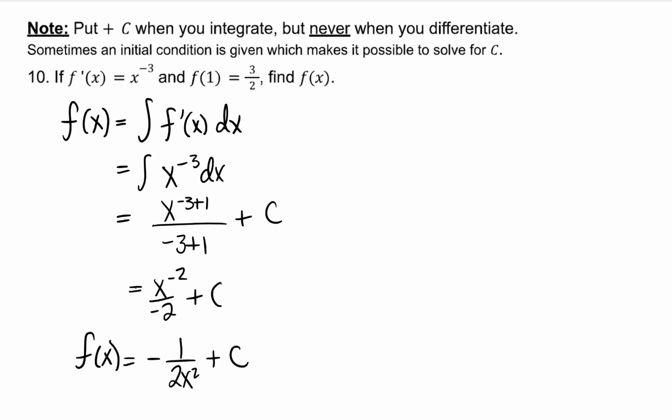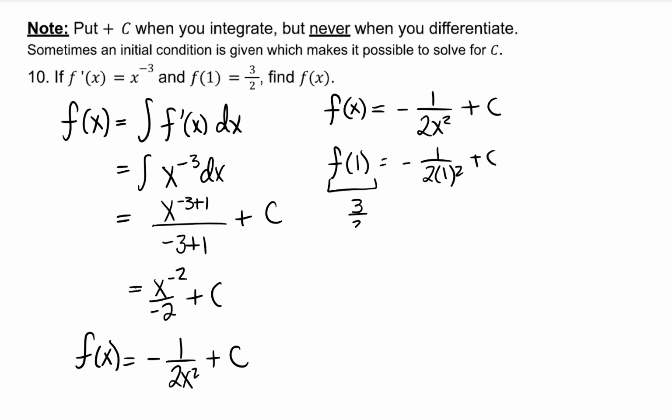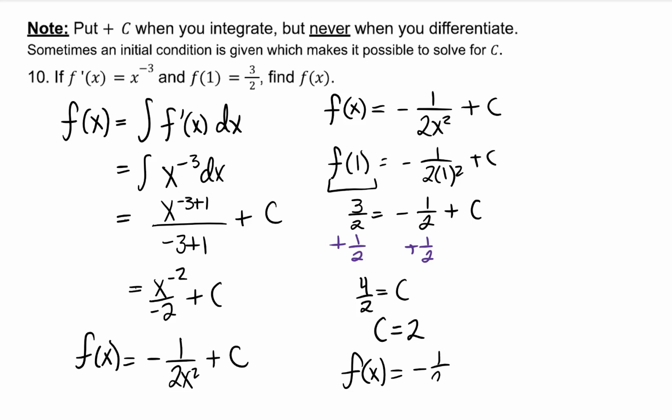This right here is our indefinite integral, but we can actually solve for c, our constant, by plugging in the point 1, 3 halves. So our constant is 2. That makes f of x negative 1 over 2x squared plus 2.